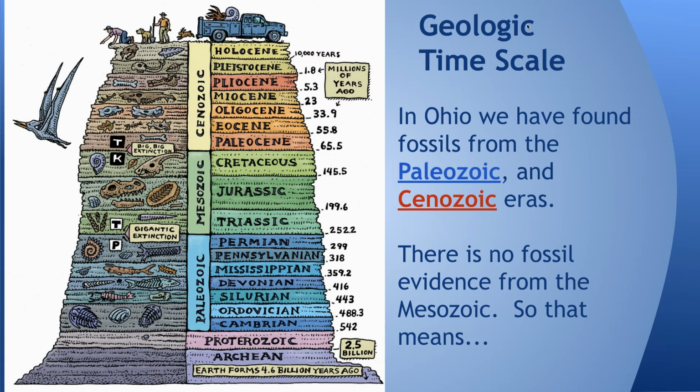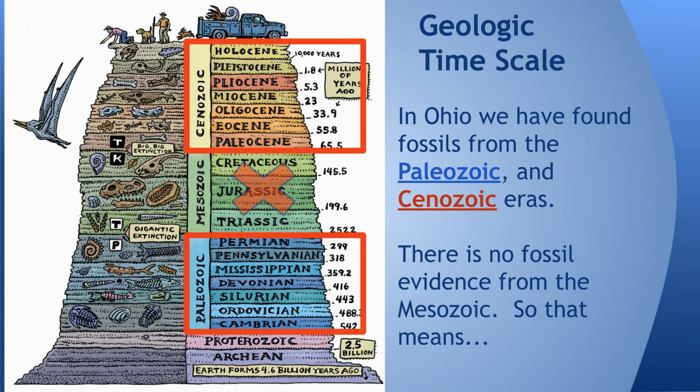So geologic time, looked at with our fossil of the day, starting with the most recent: Cenozoic, age of mammals; Mesozoic, age of reptiles; Paleozoic, age of fish. In Ohio, we have fossils from, and this is another question on our sheet, so if you need to pause or rewind, now would be a good time to do that. We have fossils from the Paleozoic. We have fossils from the Cenozoic eras, but there is no fossil evidence from the Mesozoic era at all.